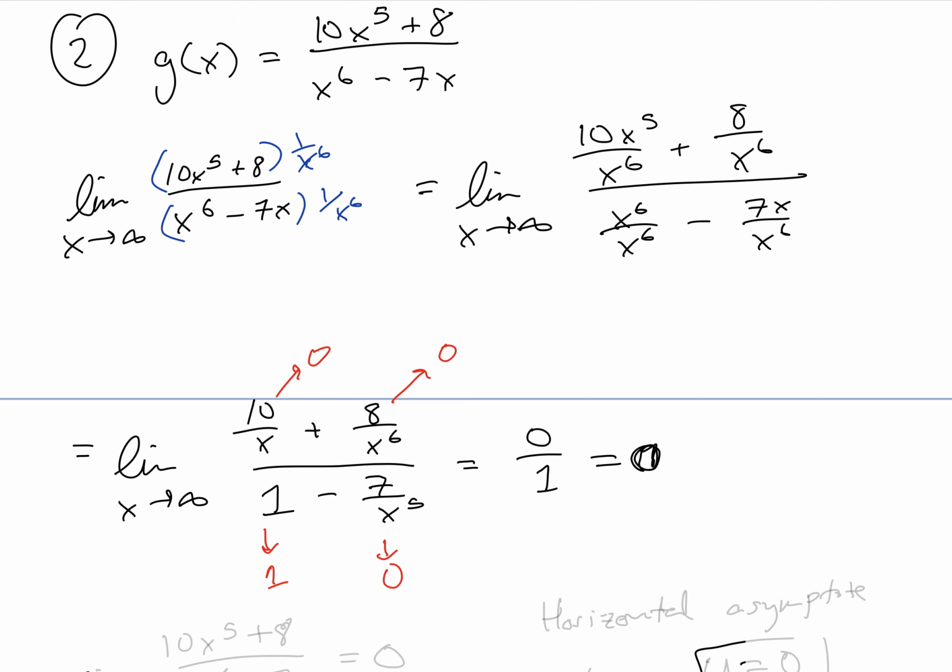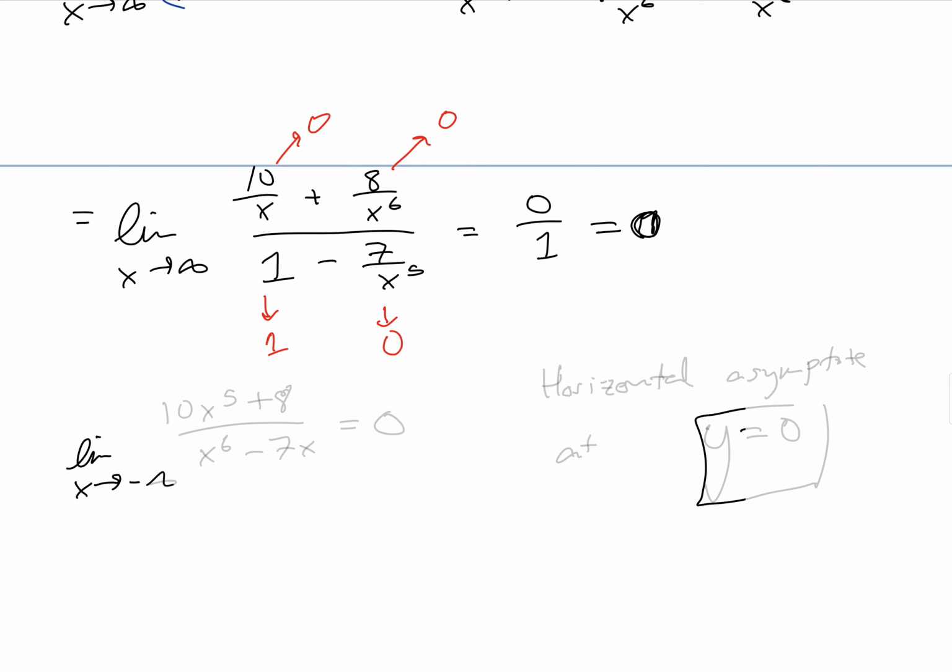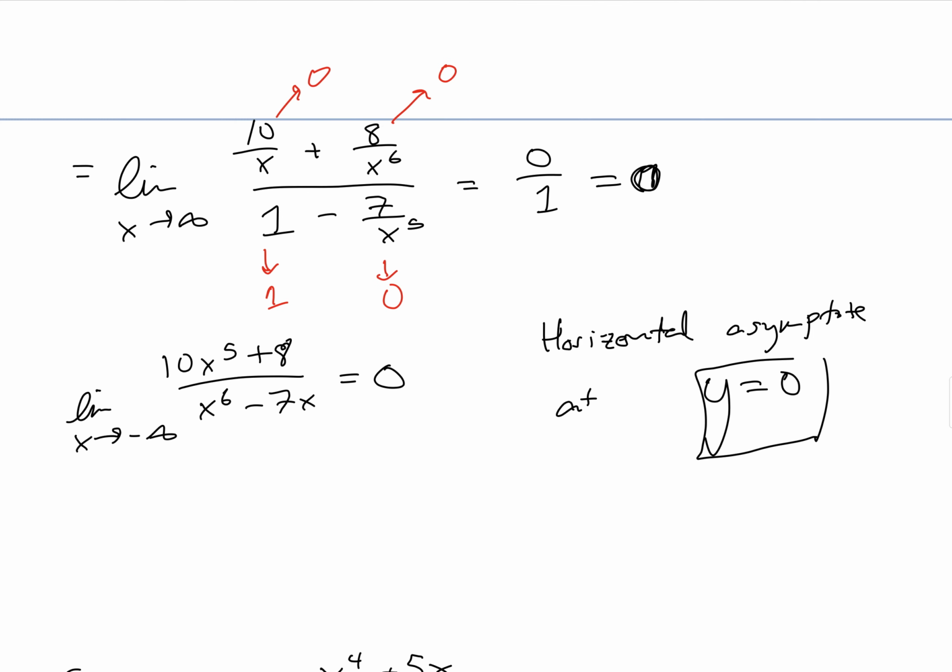And similarly, the limit as x goes towards negative infinity of 10x to the 5th plus 8 over x to the 6th minus 7x would also be equal to 0. So we do have a horizontal asymptote at y equals 0. All right, let's take a look at our last example.